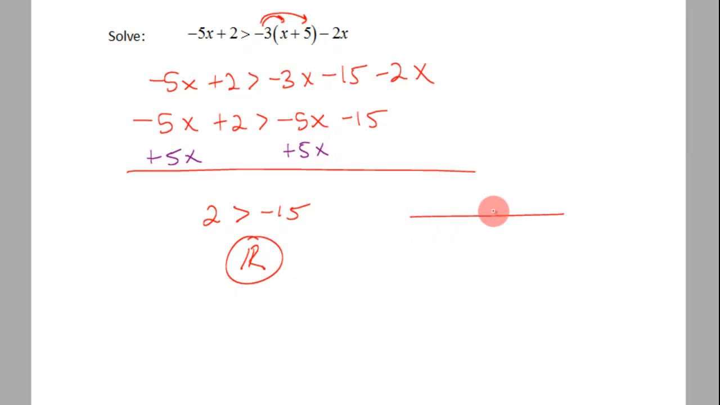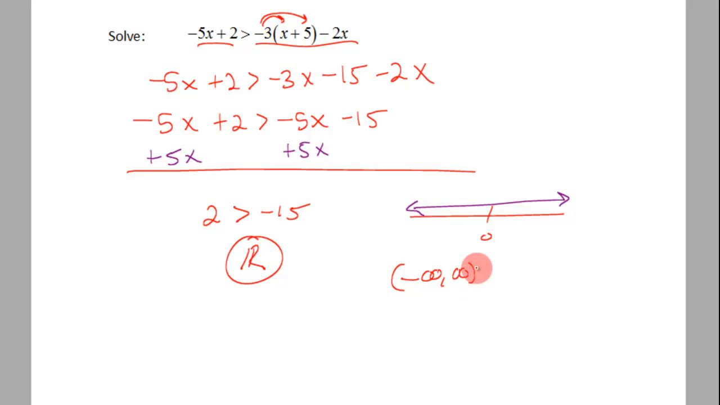Or to graph it, we find 0 like that, and then we pick some kind of color, and then we just show all real numbers. Okay, and then for interval notation, from negative infinity to infinity would be all real numbers. It's saying that if you choose any number in the world and put it into the beginning equation, the left side over here will be greater than the right side.